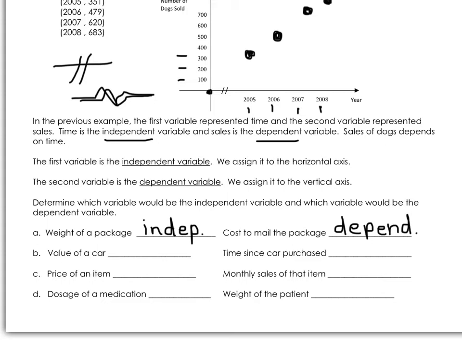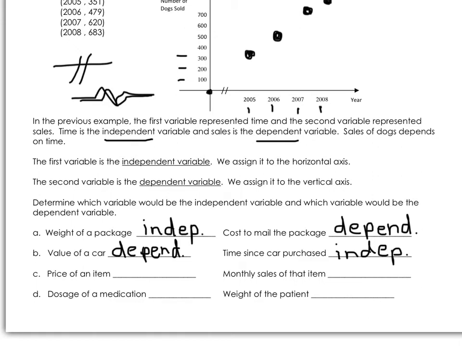The value of a car. Does the value of a car depend upon the time since the car was purchased, or does it make more sense to say the time since the car was purchased depends upon the value? No. I think the value of the car depends on how long you've owned it. So the independent variable is how long you've owned it, and how much it's worth depends upon how much time has passed since you purchased it.